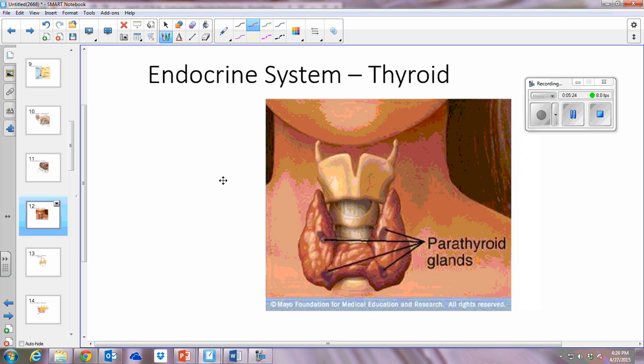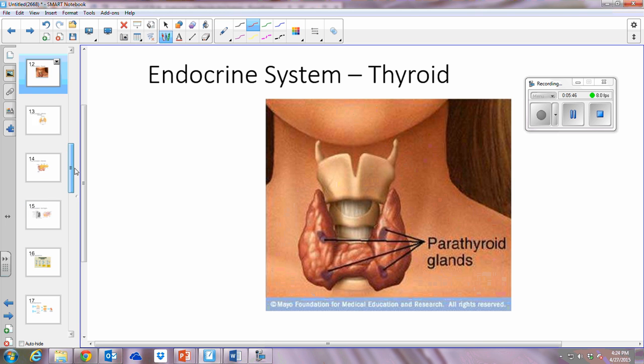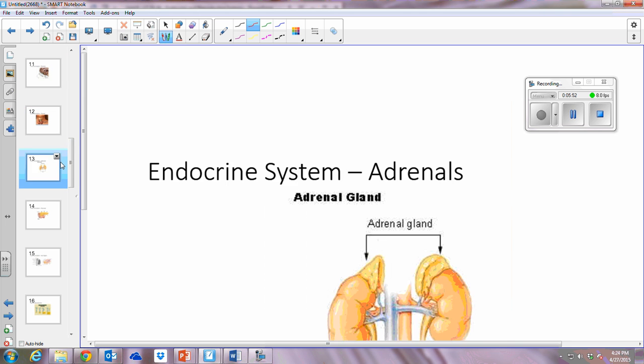The thyroid is a gland that controls metabolism and the rate of metabolism. And behind it are four parathyroid glands, each side has two. And the parathyroid controls the amount of calcium in your body and directly does that by causing your bones to hold on to it or to release it.